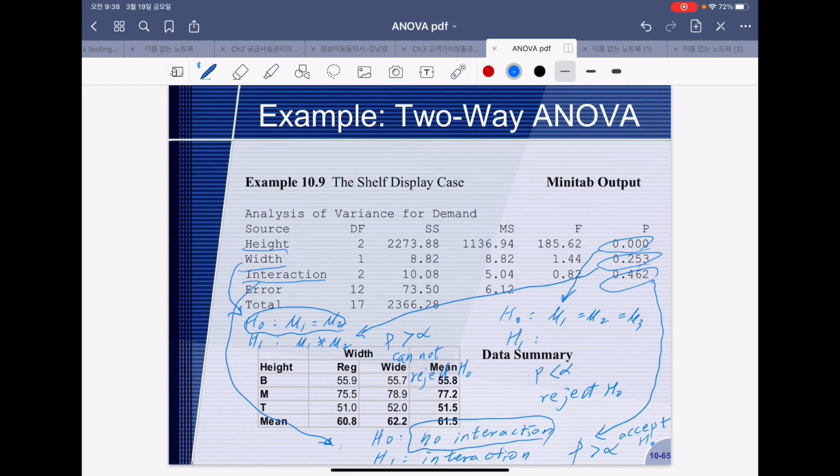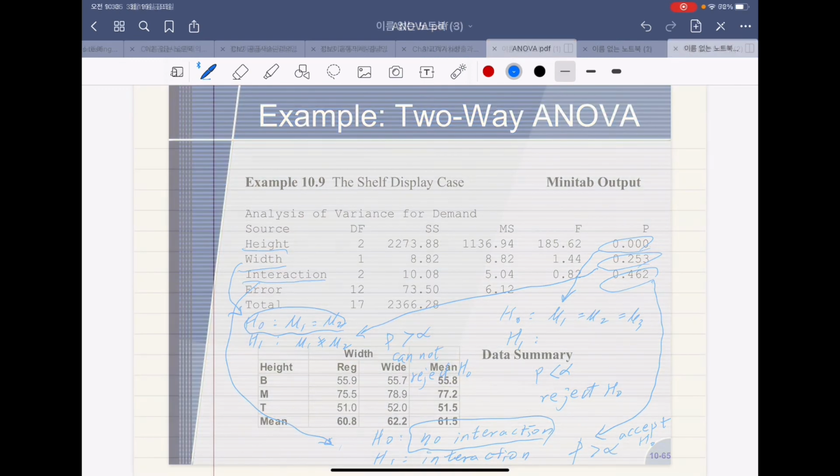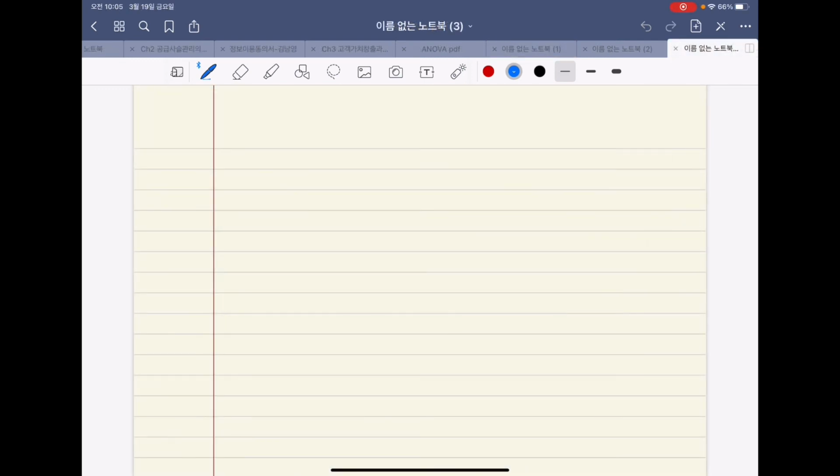So, for example, you create new treatments like a combination of width and height: regular and bottom, regular and middle, and regular and top, like that. And then in this case, it's a one-way ANOVA. You need to do the one-way ANOVA analysis. Let me clarify the situation where we reject the null hypothesis.